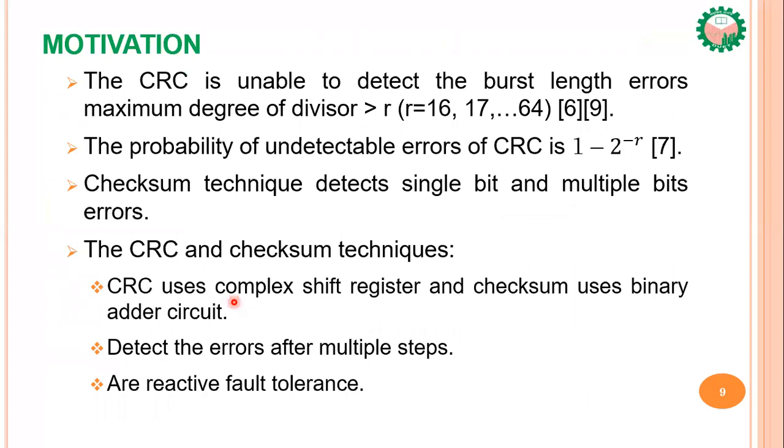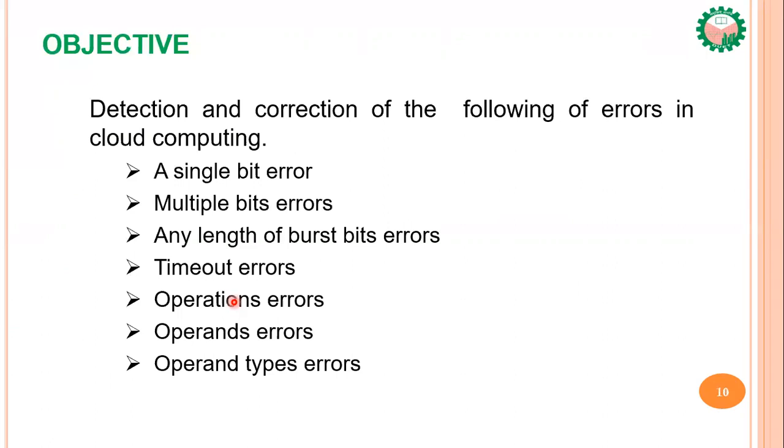Motivation: the CRC is unable to detect the bus length error when the maximum degree of device is greater than R. The probability of undetectable error of CRC is 1 minus 2 to the power of inverse R. The CHECKSUM technique detects single bit and multiple bits error. CRC uses a complex shift register and CHECKSUM uses a binary adder circuit, and they detect error after multiple steps and are reactive fault tolerance.